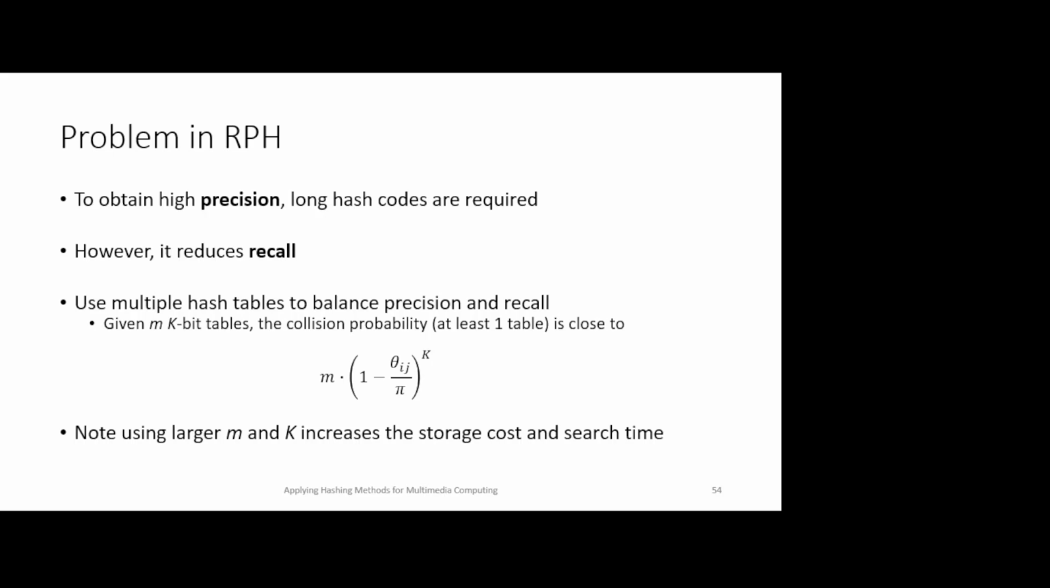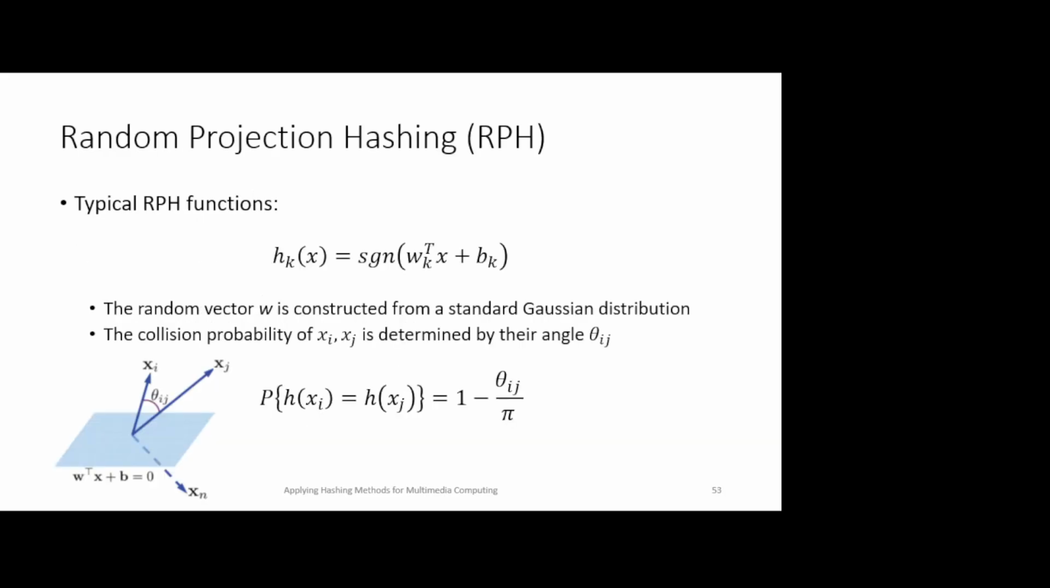So any problems? Okay, theta. This is a theta between xi and xz. Okay, so we will use pi as a denominator here.